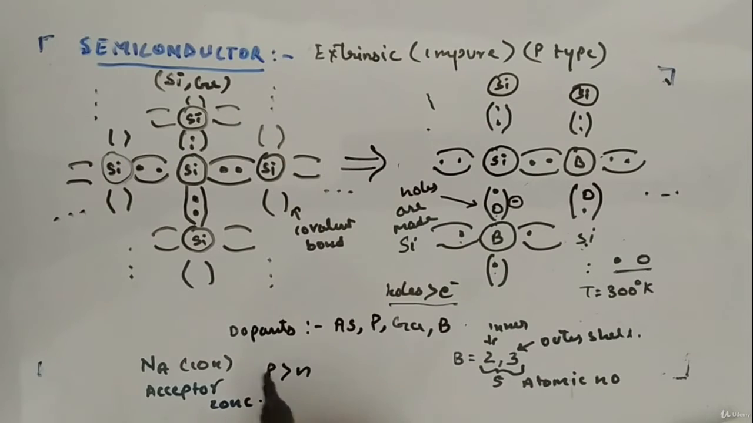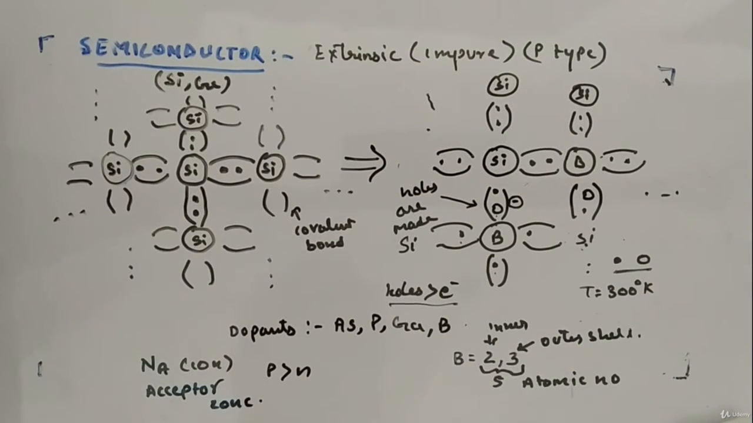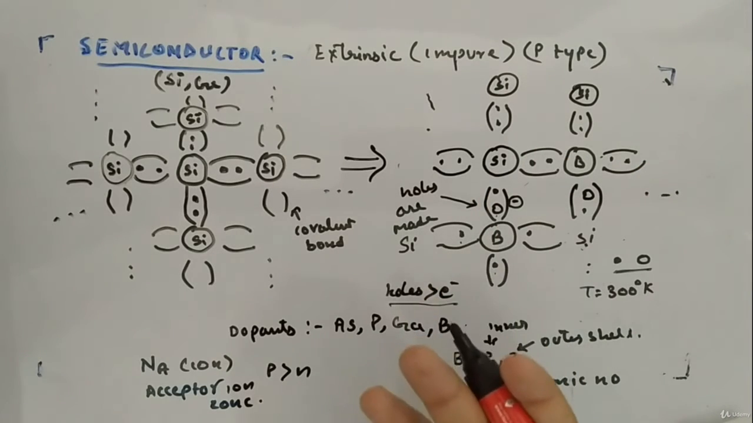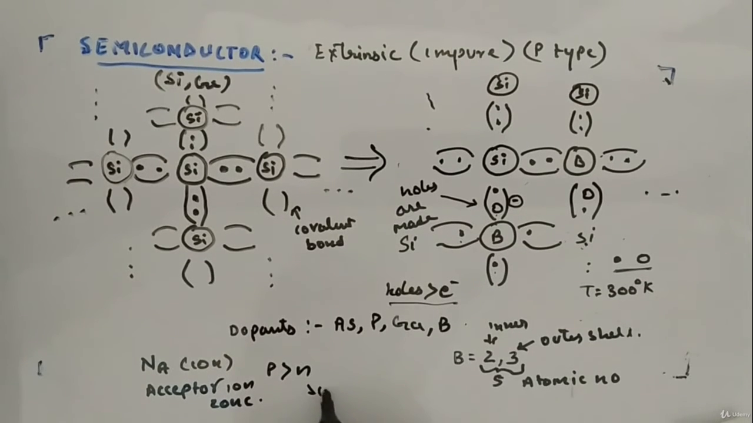So in p-type semiconductor what you will have is holes. Along with that there will be negative ions attached, which we call acceptor ions, acceptor ion concentration, and we will have electrons as well. So in total three things we will have in p-type: acceptor concentration, hole concentration, and electron concentration. Electron concentration will be very less.